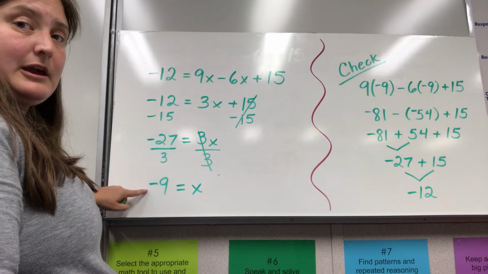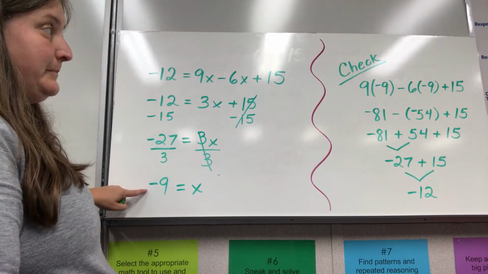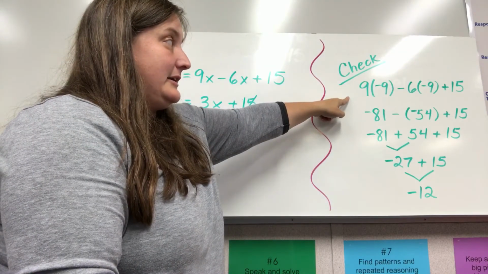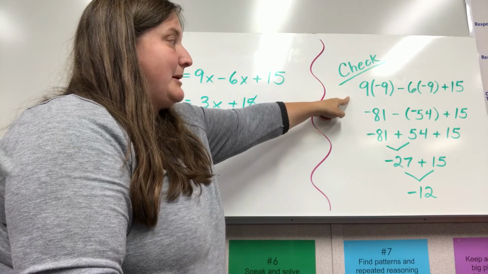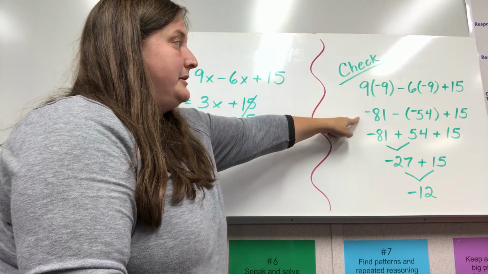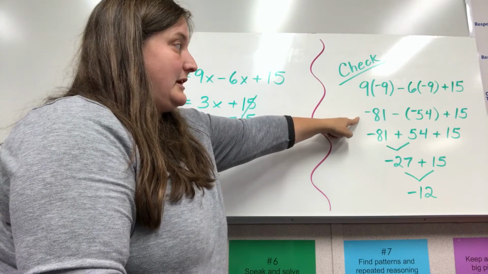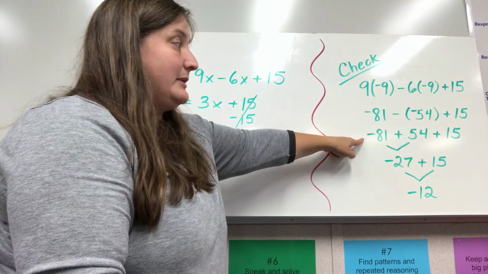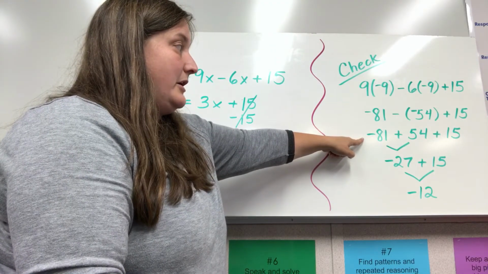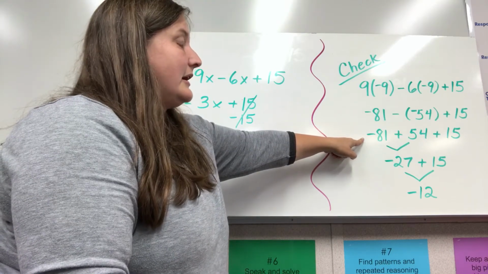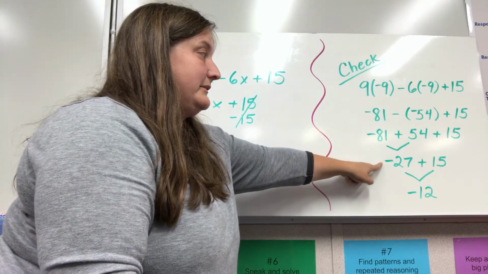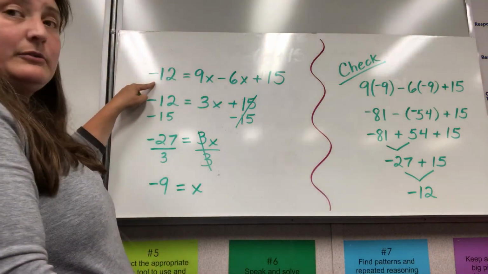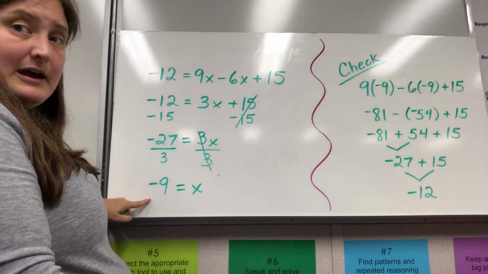Now to test this solution, I'm going to plug it back into the original equation. So now I have 9 times negative 9 minus 6 times negative 9 plus 15. So the first thing I'm going to do is my multiplication problems, and I'll get negative 81 minus negative 54 plus 15. I changed this subtraction problem here to addition to make it a little easier to solve by doing add the opposite. Now I have negative 81 plus 54 plus 15. Negative 81 plus 54 gives me negative 27, plus 15 gives me negative 12. It's the same as the original answer, so I know that my solution, x equals negative 9, is correct.